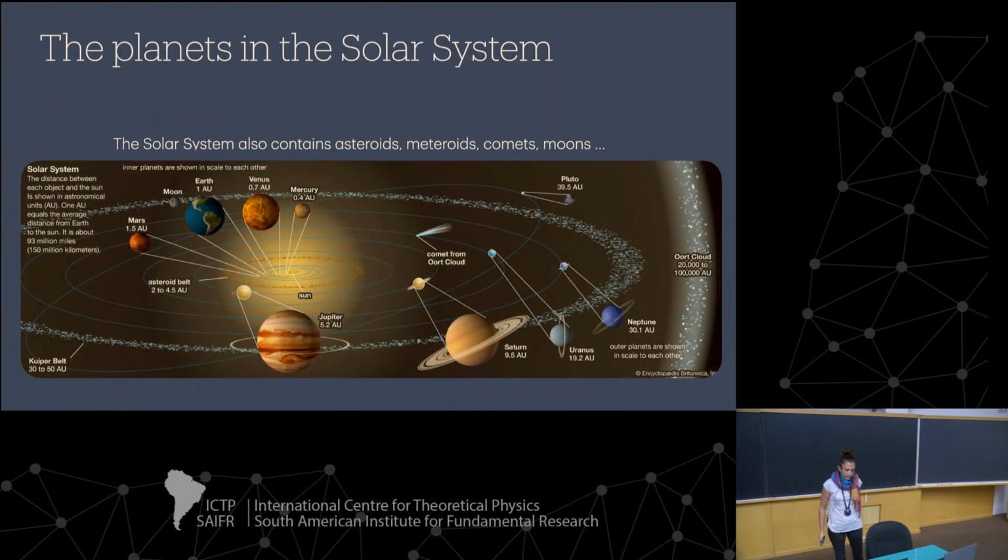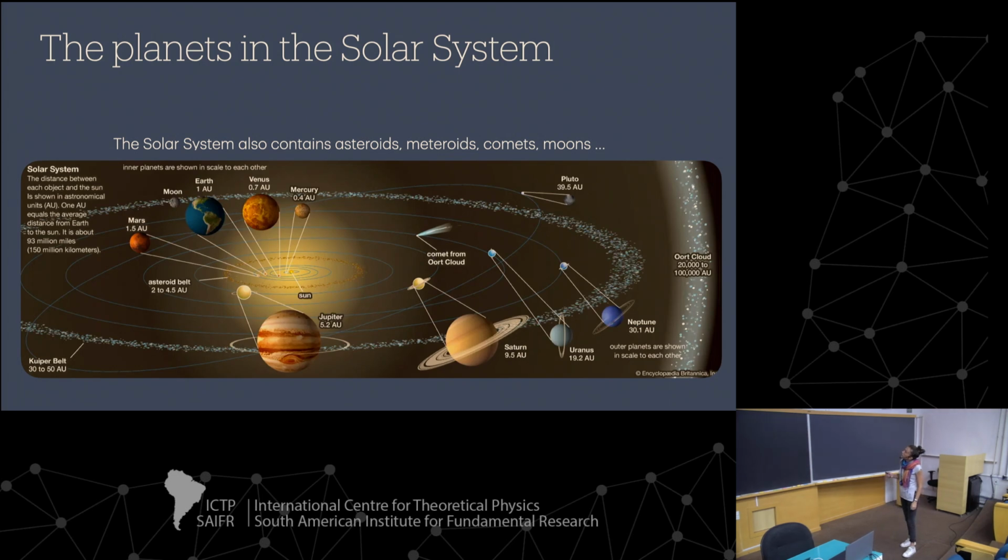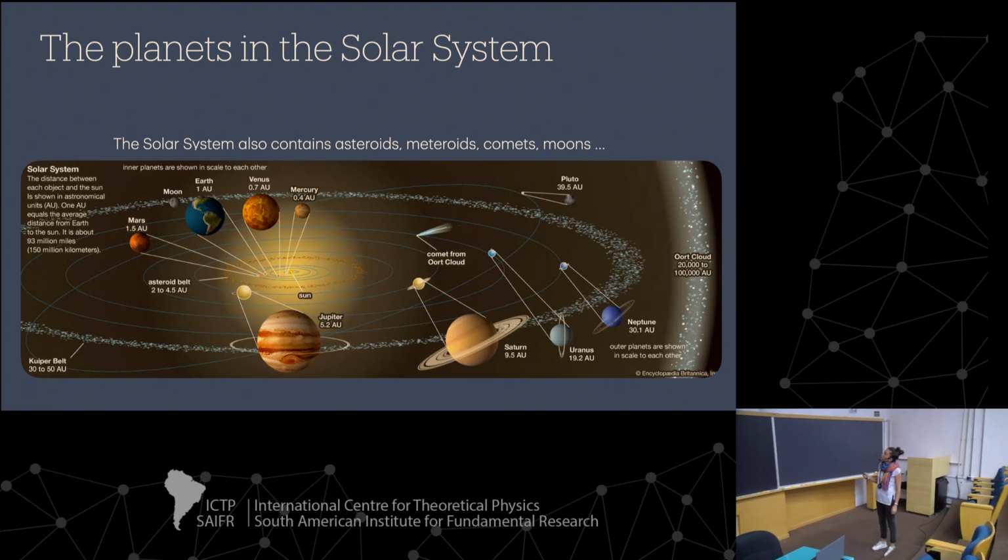So we have the planets in the solar system. You might know all of them. But the solar system is not made just out of planets. We also have minor bodies. For instance, we have the Oort cloud, where you can see the distance with respect to the sun. And we have the Kuiper belt. And then we also have some comets. Our teeny tiny Pluto is there.